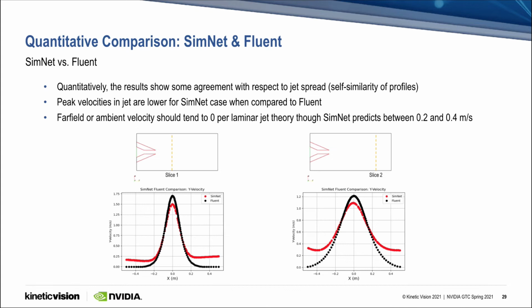From a quantitative standpoint, we compared the Fluent and the SimNet results at two different stations downstream of the nozzle exit. A couple of things to note. Peak velocities in the actual Fluent jet are slightly higher, whereas the outboard velocities are zero for Fluent and non-zero for SimNet. So overall, a pretty good prediction, I'd say, by the physics-informed neural network that we trained with SimNet. Some discrepancies that we think we can improve upon in the future.